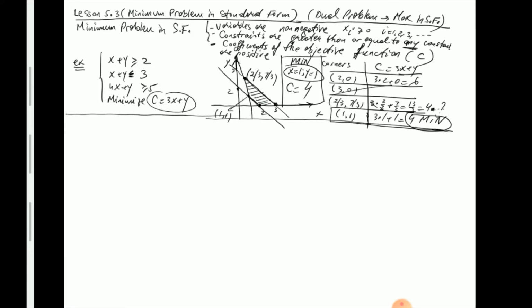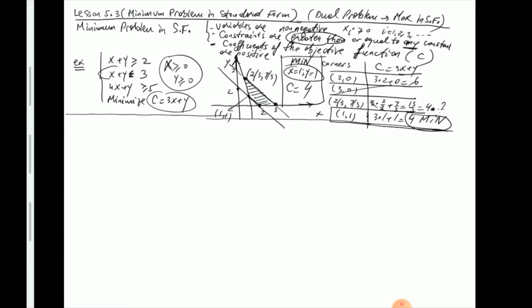One of the conditions, I forgot to mention here, is that x is positive, y is positive. Always assume that this is given already, because otherwise these problems are not going to be in the standard form. So the fact that these are non-negative, that's satisfied. Let's focus on the constraints, right? It says that they should be greater than or equal to any constant.